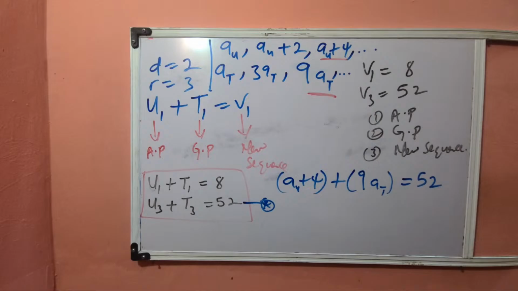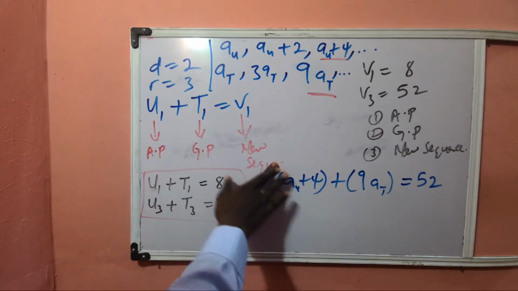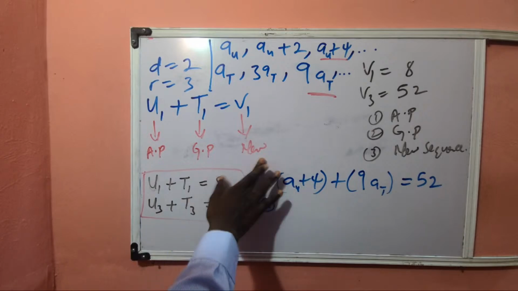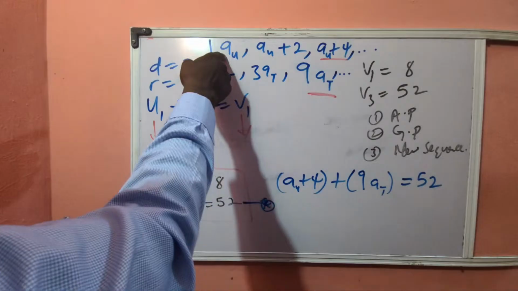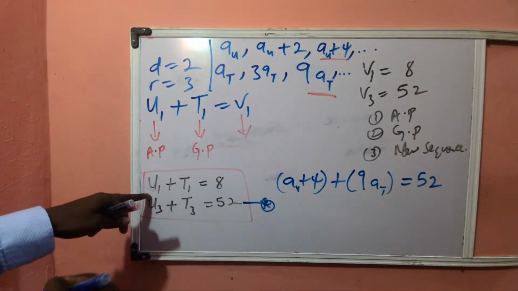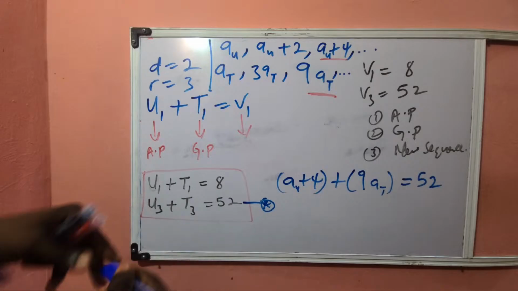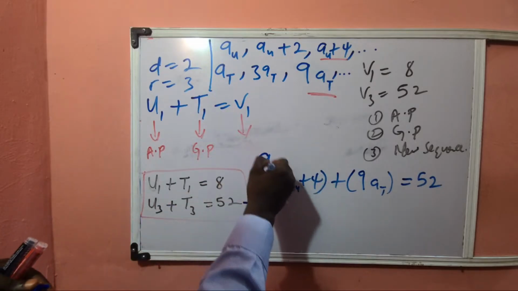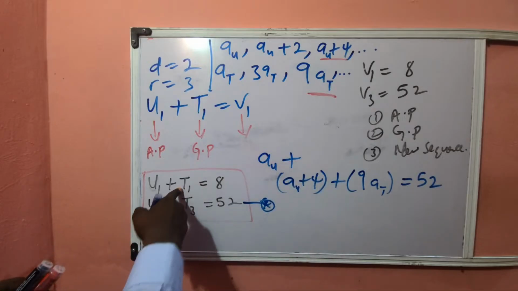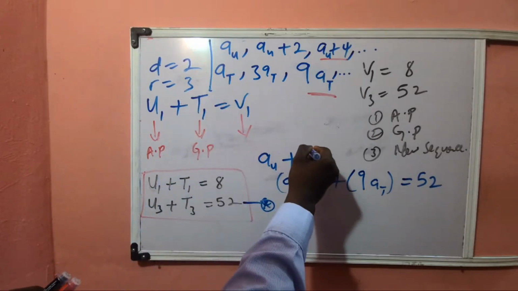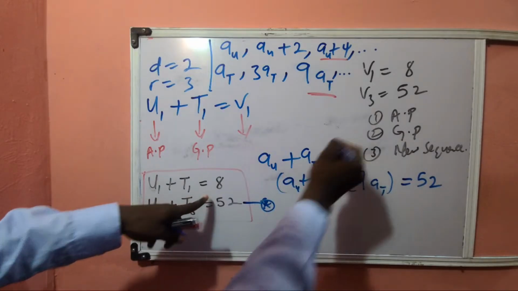Of course, this is me expressing this one. I can also express this first one. Let me try and express this first one on top of this so that you can get the hang of it. U1 was what? U1 represented the first term. Now, this is the first term of the AP, and that's AU plus T1, which was the first term. I can write that as AT. And they said this was equals to 8.